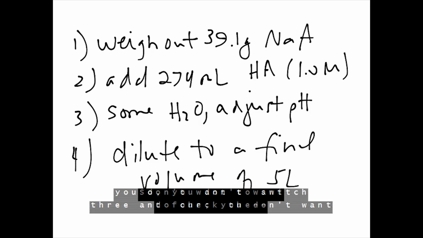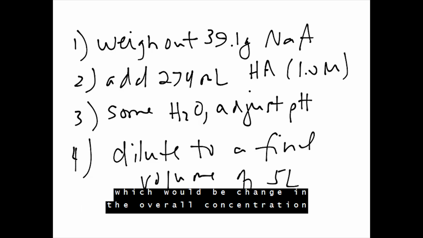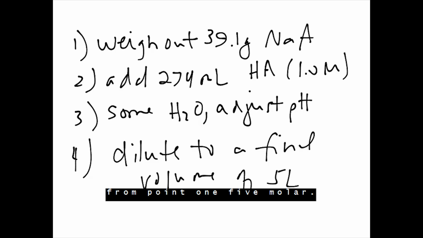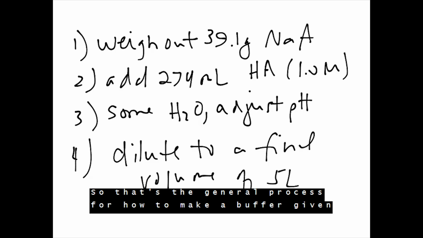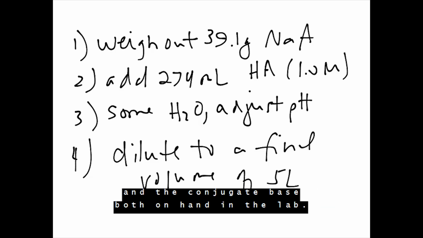So you don't want to switch 3 and 4. You don't want to add all of the water and then check the pH, because if you have to adjust the pH with acid or base, you're changing the volume, which would be changing the overall concentration from 0.15 molar. So that's the general process for how to make a buffer, given that you have the weak acid and the conjugate base both on hand in the lab.